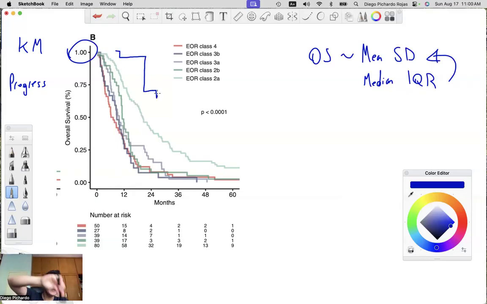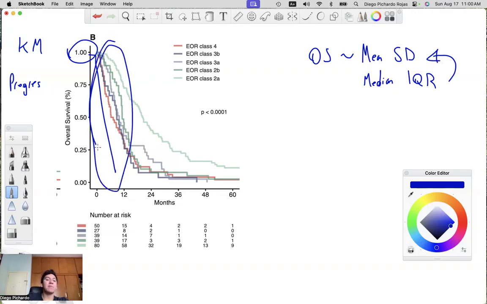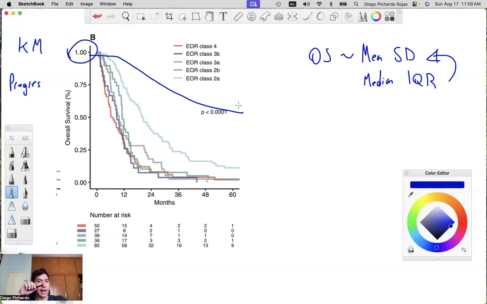So the steeper a curve is, the faster the patients reach the outcome. If it's like a nosedive, it means all the patients reach the outcome at a very early moment in time. If patients reach the outcome very slowly, it's going to be a more horizontal line. Usually this comes with a test called the log rank test, which gives us a single p-value that tells us whether it is different or not different.